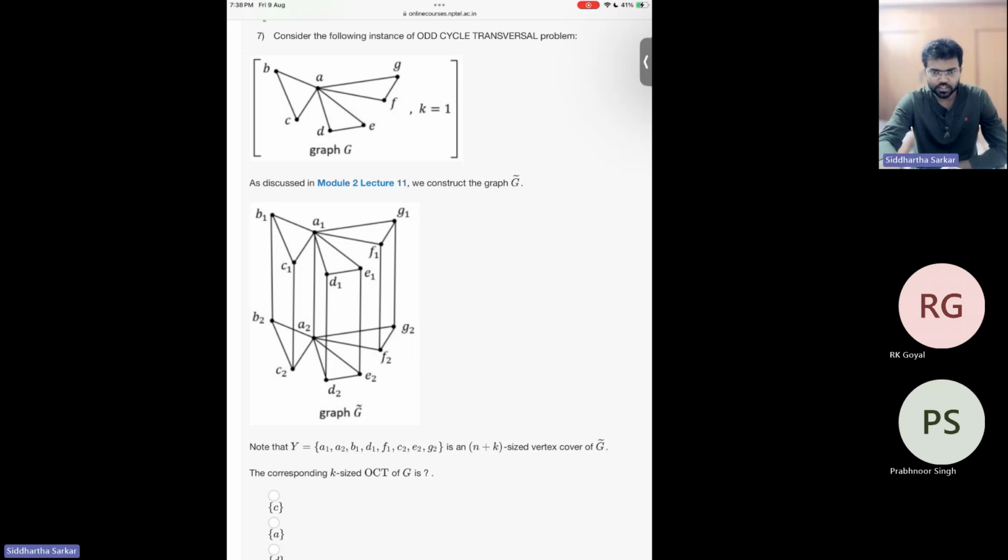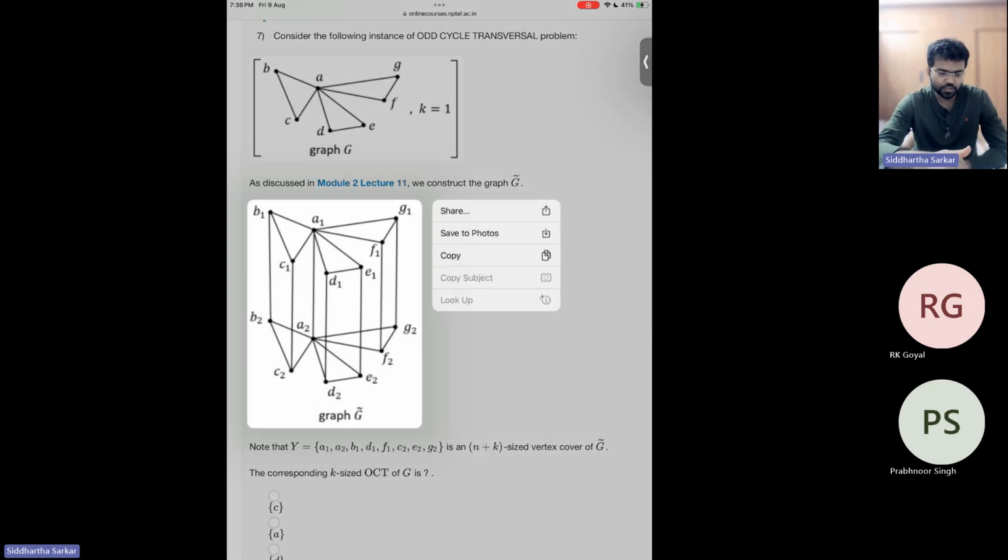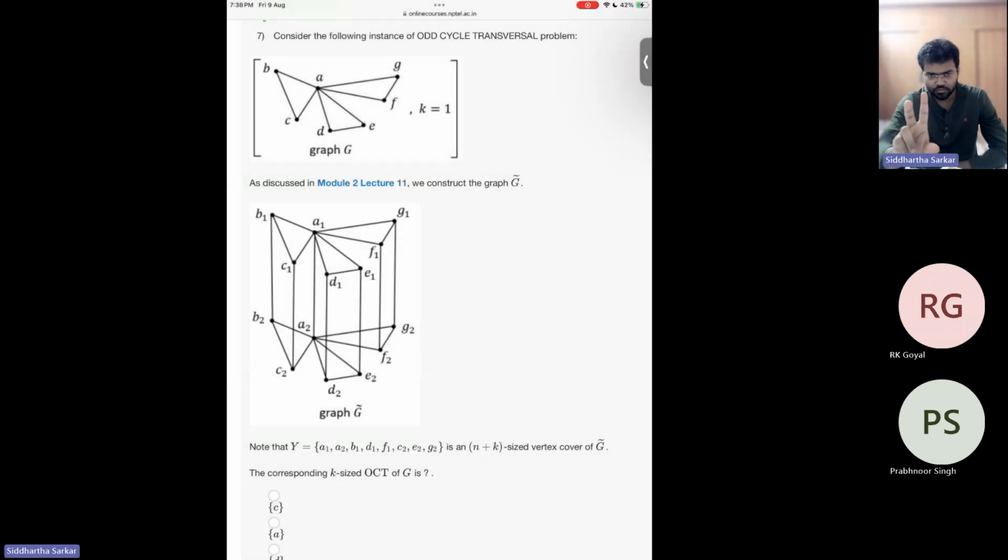So the way to do that is: remove from G tilde all the vertices in Y. So you have this G tilde graph, and you know Y is the vertex cover. So G tilde minus Y, the rest of the vertices in G tilde, will form an independent set, because the complement of a vertex cover is an independent set. So how many vertices are there in G tilde? 2 times n, because we have copied every vertex twice. So the independent set size is 2n minus n minus k. That is n minus k.